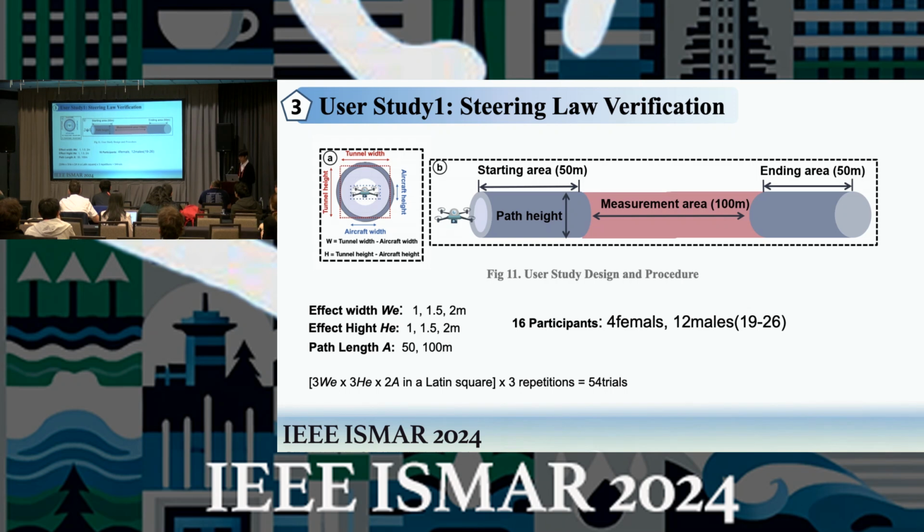The key factors were the tunnel's width, height, and length. They were instructed to navigate from a starting point to the destination without stopping or colliding with the tunnel walls. Any error required them to restart the trial. This setup allowed us to examine how spatial constraints affect 3D navigation performance.